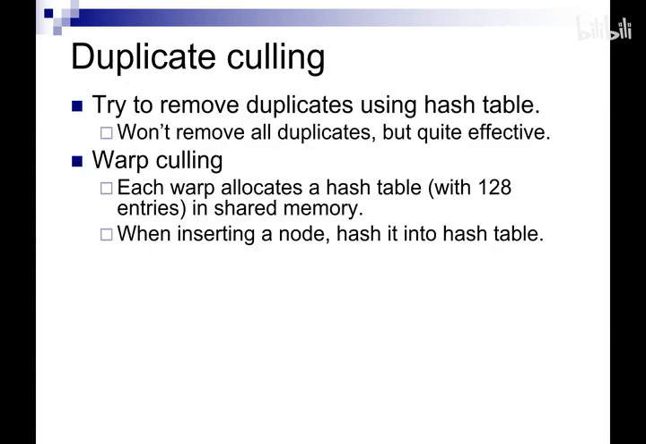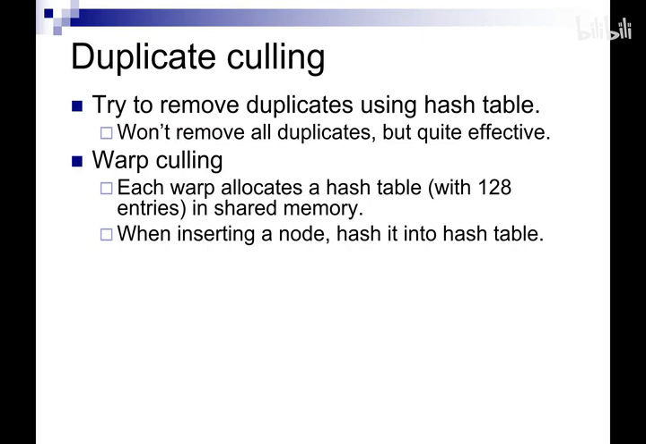So they call this process duplicate culling. They're going to cull, or remove, all of these duplicates, and the way they do this is using a hash table. Now the hash table is not going to remove all of the duplicates, but it's quite effective. So if previously you had like 10 duplicates, then it might get rid of like 9 of them. So you still have a few duplicates, but it's much better than before.